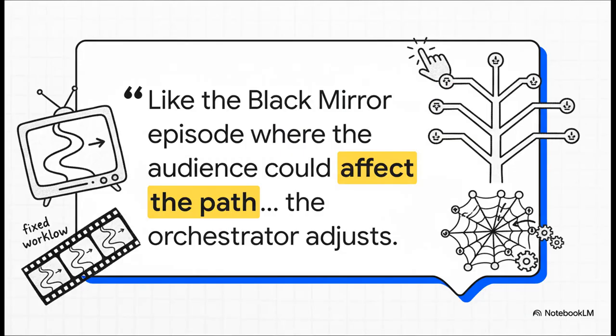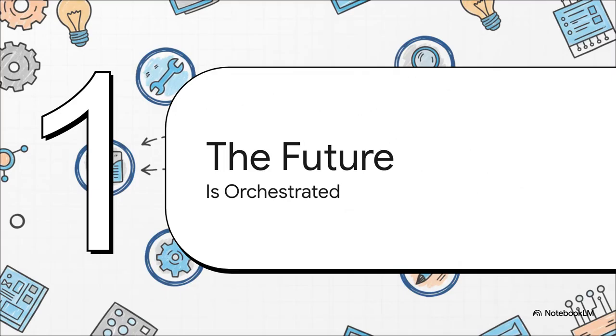A fixed workflow, that's like a regular TV show. It just follows a script from start to finish. But an orchestrated agentic system, that's more like that interactive Black Mirror episode, Bandersnatch, where the path is chosen on the fly. The orchestrator creates its own unique, choose-your-own-adventure to get to the best possible result. So this is the future, orchestrated AI.